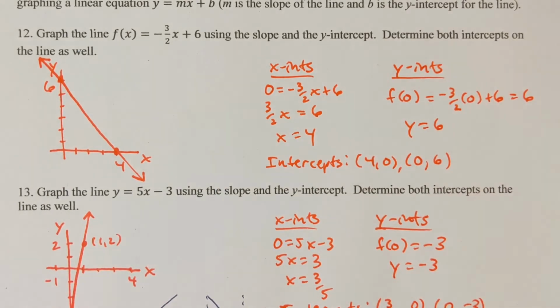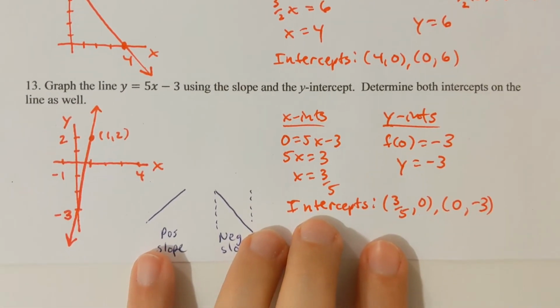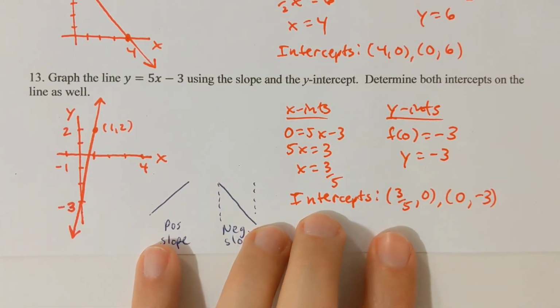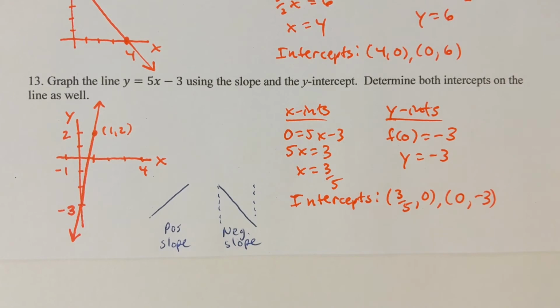So let's take a look at problem 13 next. We want to graph the line y equals 5x minus 3 using the slope and the y-intercept. And then we'll use the intercept approach just to tie this in. There's a couple of problems in the book where they want you to graph using the slope and the y-intercept, and then there's a couple where they want you to just graph using the intercepts. Again, I don't care what method you use, just make sure that you've drawn the line correctly.